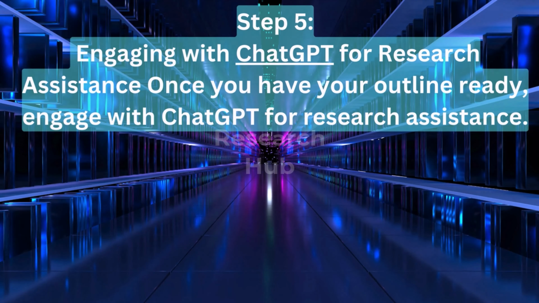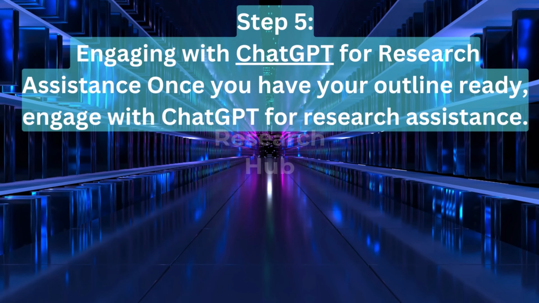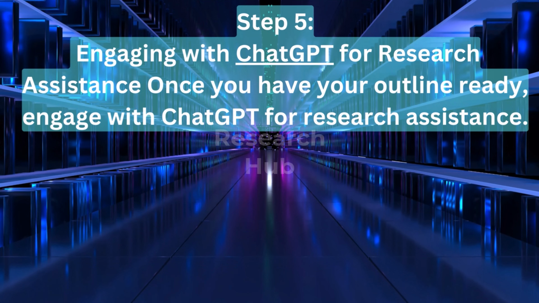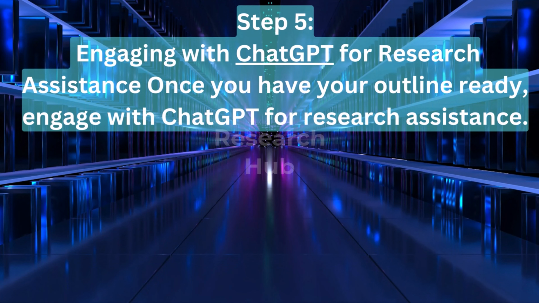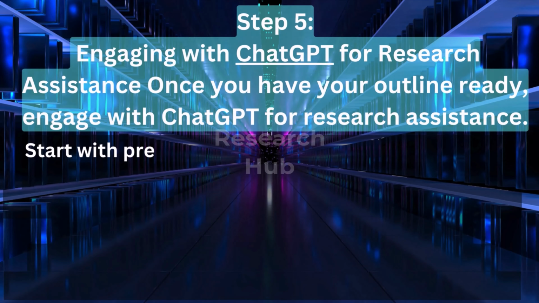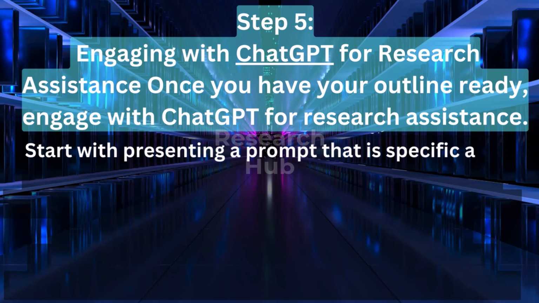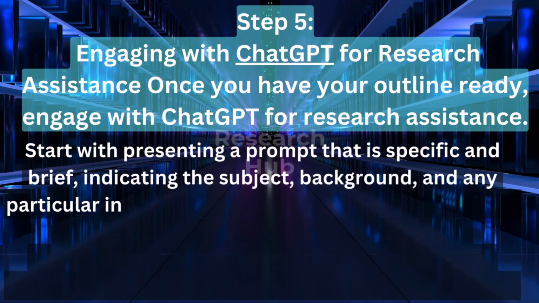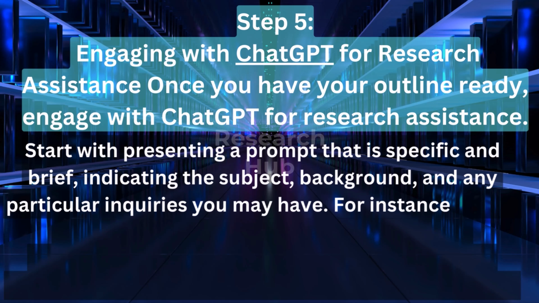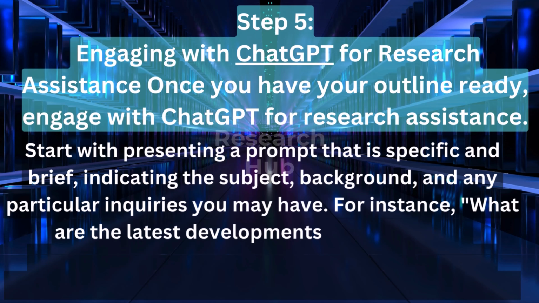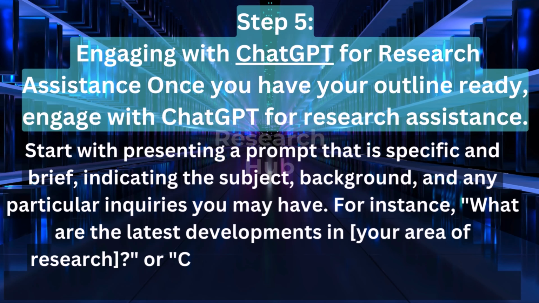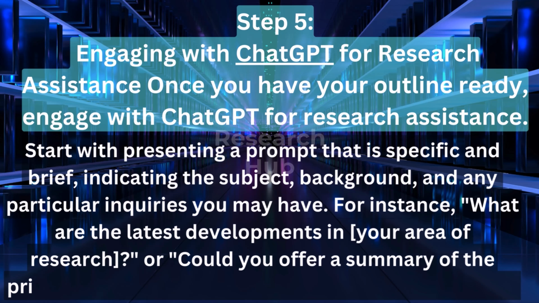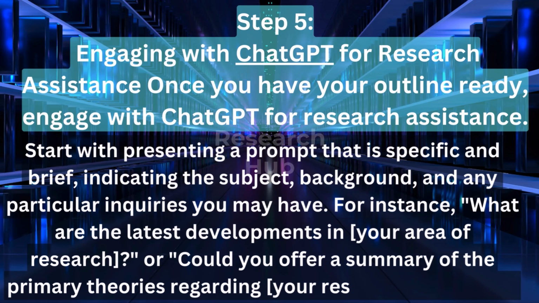Step 5. Engaging with ChatGPT for research assistance. Once you have your outline ready, engage with ChatGPT for research assistance. Start with presenting a prompt that is specific and brief, indicating the subject, background, and any particular inquiries you may have. For instance, what are the latest developments in your area of research, or could you offer a summary of the primary theories regarding your research question?